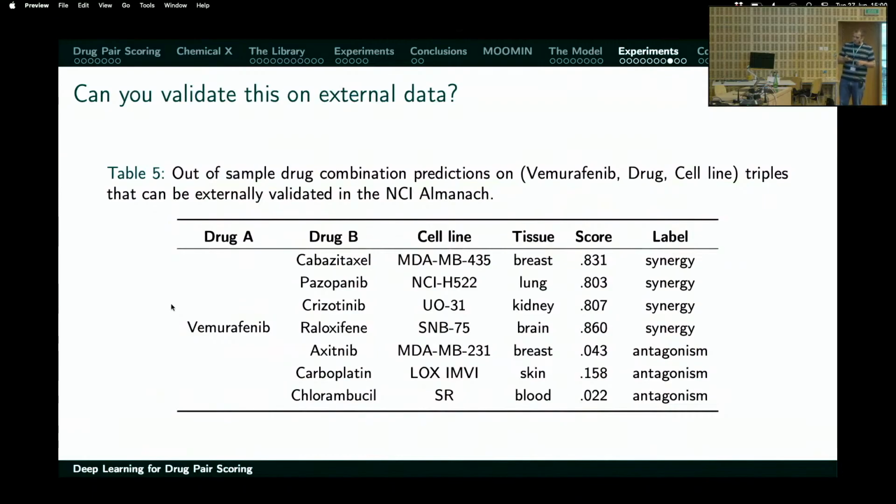So what we did is that the data we used to train this doesn't overlap with the NCI almanac completely. We scored against the NCI almanac a very specific drug that we were interested in, vemurafenib. And what we were able to show is that the model, in the top 10 and the bottom 10, was able to recover a reasonable number of synergistic and antagonistic labels, where antagonism means this relationship of actually being subadditive.